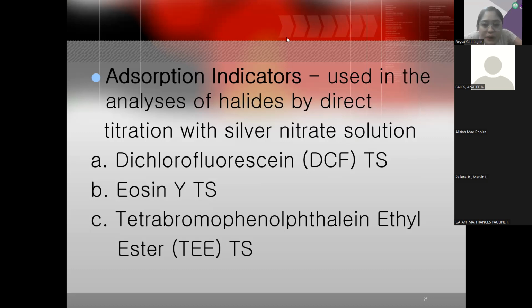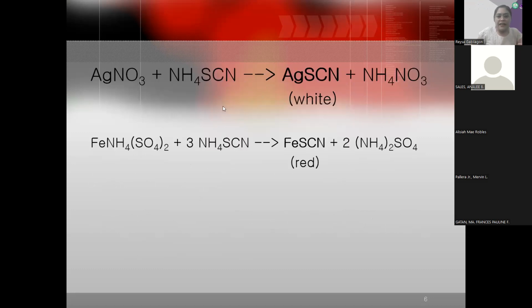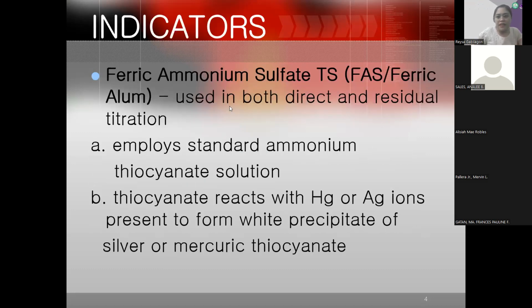And what are those indicators included here? We have the DCF or the dichlorofluorescein, the eosin Y and the tetrabromophenolphthalein ethyl ester or the T. So meron tayong tatlong klaseng adsorption indicators. Okay, so ayun na lahat yung mga indicators natin for the volumetric precipitometry.